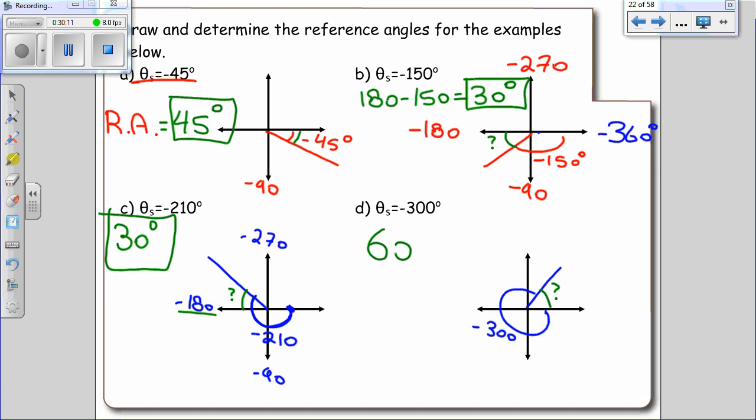Down to negative 90. Over here to negative 180. Up here to negative 270. Up here to negative 360. Just the top and bottom ones.